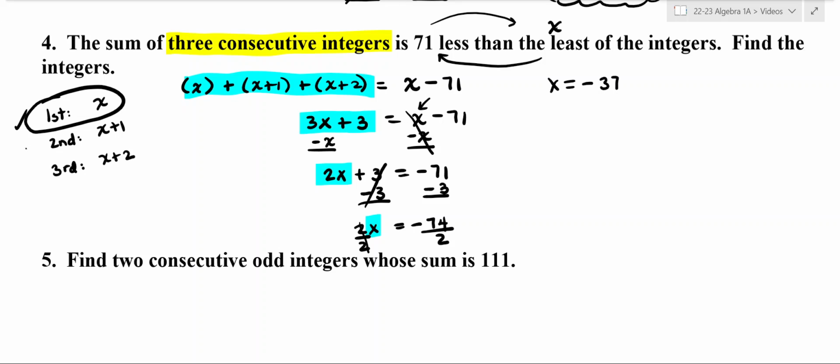And remember, we have to calculate the second number and the third number. So we have to find x plus 1, x plus 2. Right? So you're doing negative 37 plus 1, and you're doing negative 37 plus 2 in your calculator. And that's how you're going to get negative 36 and negative 35.